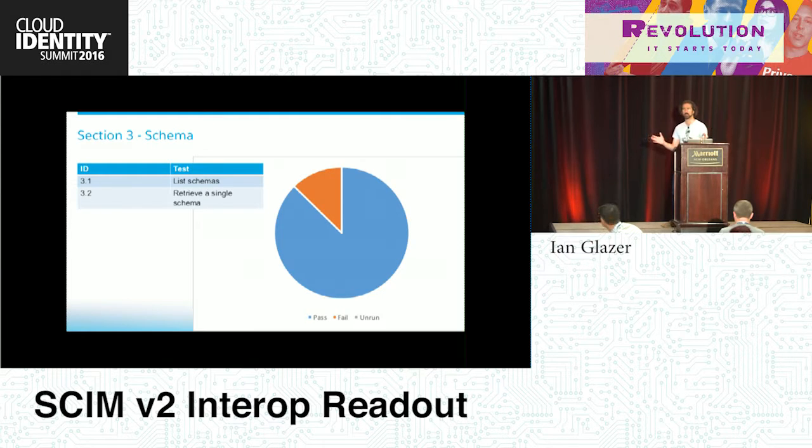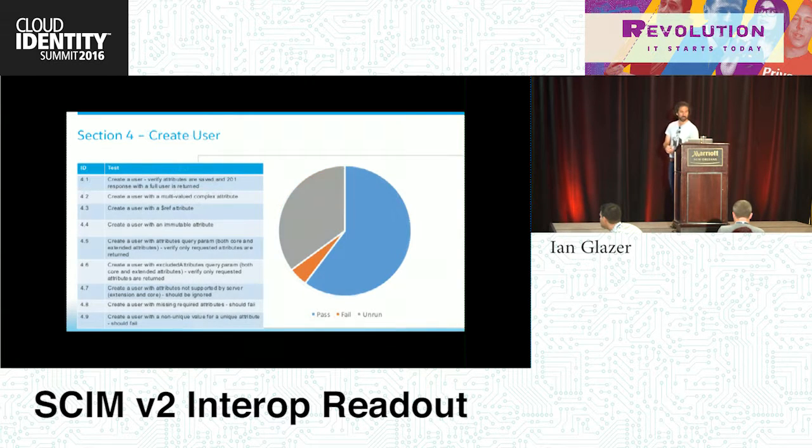Okay, so at this point, what have we got? If we were implementing this on our own, we know how to authenticate and be authorized to use the SCIM endpoints. We know what resource types and where they live, and we know the schemas. Okay, so next thing is, let's go build a user. And so section 4 was around creating a user.